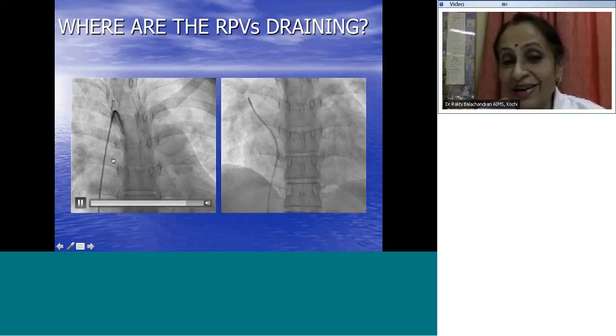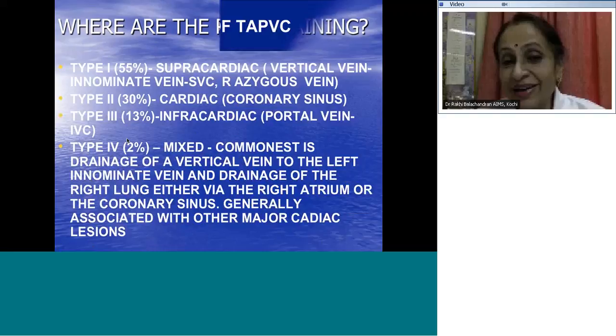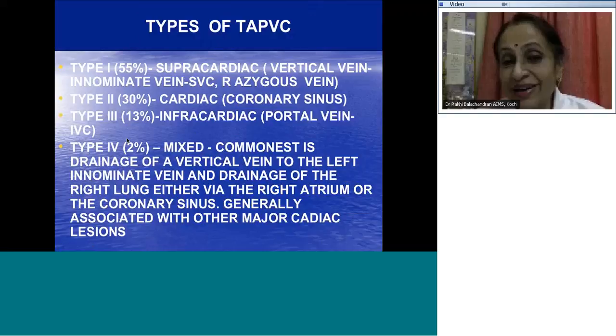So here you can see that directly the catheter has gone into the azygous system. So the types are type 1, that is 55% of them are supracardiac or vertical vein, innominate vein, and then to the SVC or to the azygous system. Type 2 are 30% of them, they drain into coronary sinus, that is the intracardiac. Type 3 are only 13% and they are in the infradiaphragmatic type, and the type 4 are only 2% and they have the mixed type.